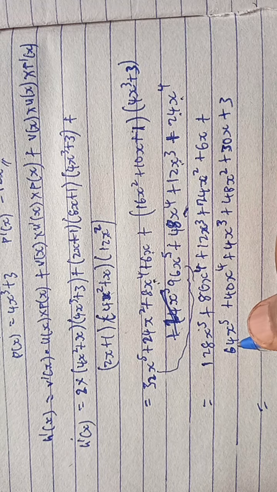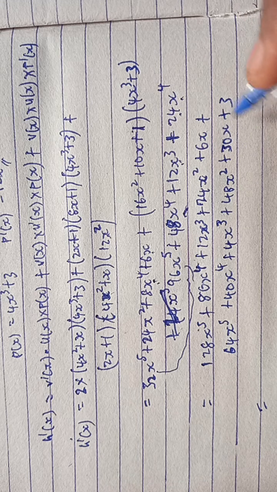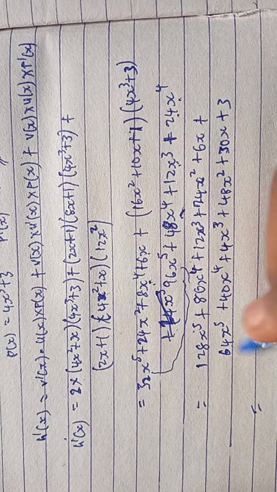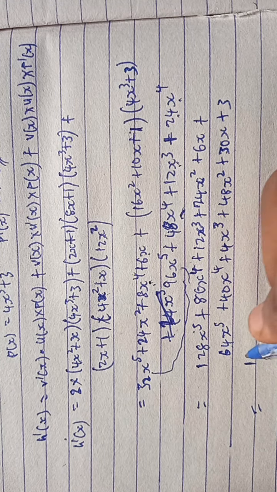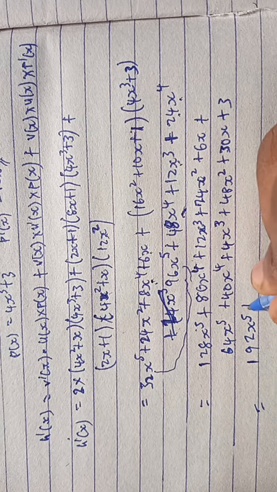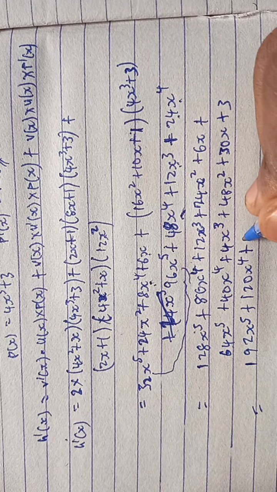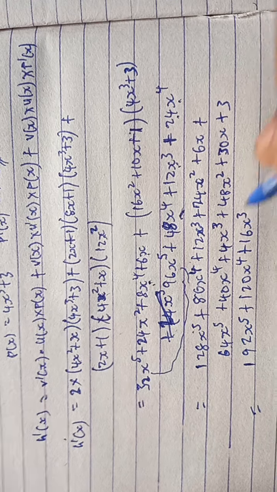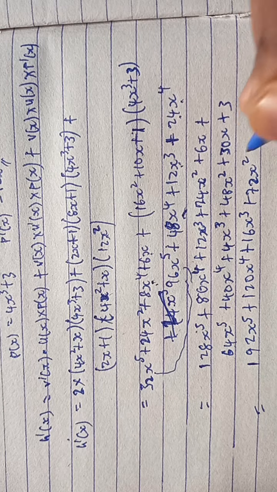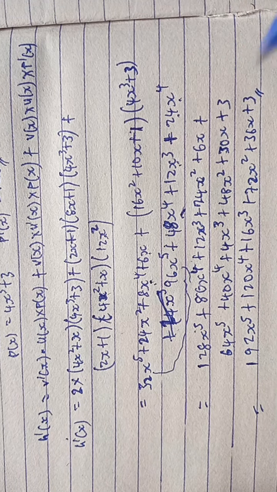This is x power 5, this is x power 5, power 4, power 4, power 3, power 3, power 2, power 2, and then that way. So we quickly add them. So this will be 192x power 5 plus 120x power 4 plus 16x power 3 plus 72x power 2 plus 36x plus 3. So guys, this is our answer.